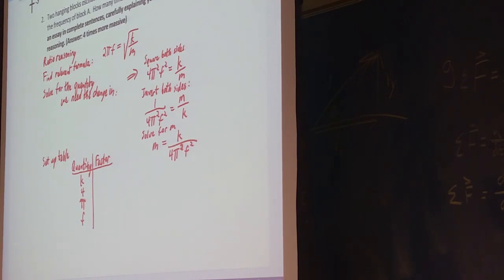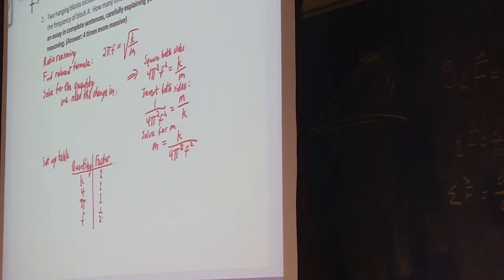Okay, yeah, these are identical springs. Identical means they have the same spring constant. So k changes by a factor of 1. What about the number 4? Nothing. 4 is always the number 4. What about pi? Yeah, pi is always pi. And what about f? 1/2.